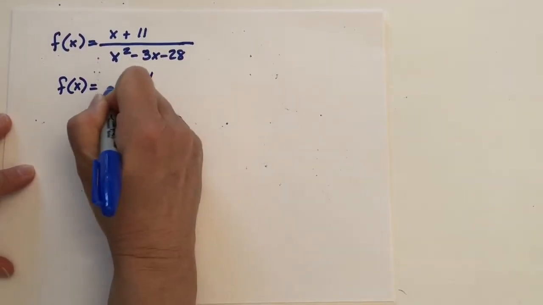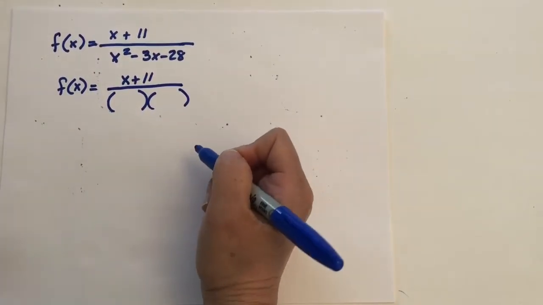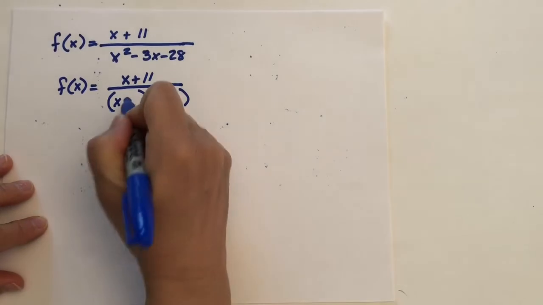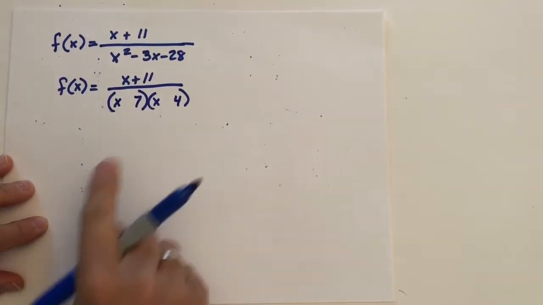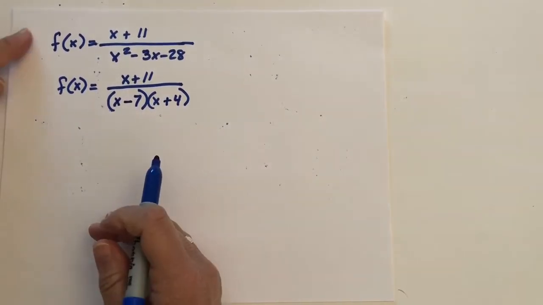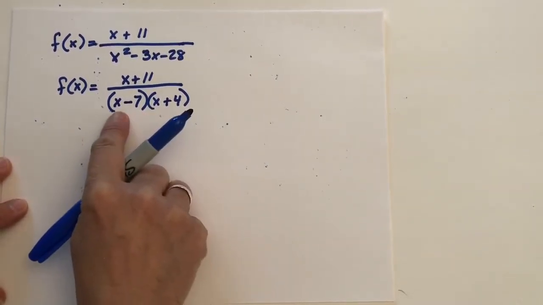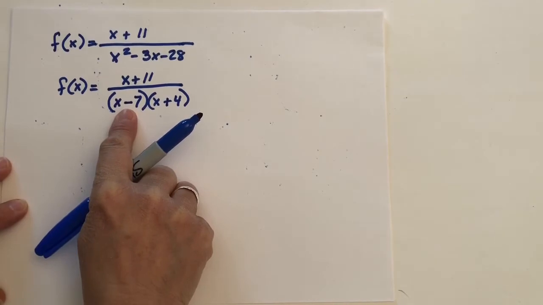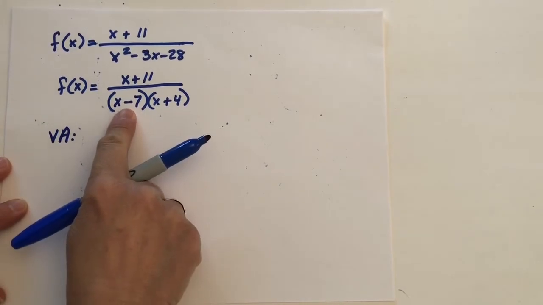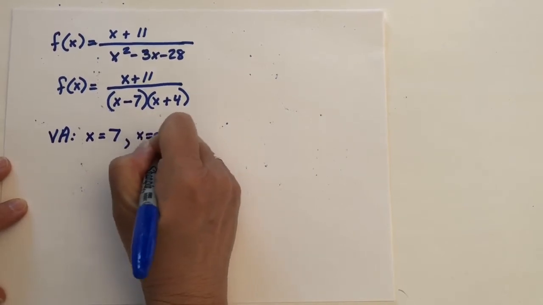x plus 11 over, let's see, it's just our traditional factoring for a trinomial. I'd have x and x. I'm going to break up the 28 into 7 and 4. I need a negative 3 in the middle, so that means the 7 is negative, the 4 is positive. So our rational function now looks like this. But our vertical asymptotes come from numbers that make the denominator 0. So our vertical asymptotes for this particular problem would be x equals 7 and x equals negative 4.